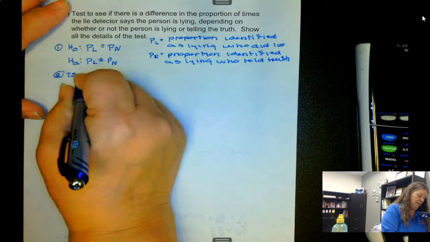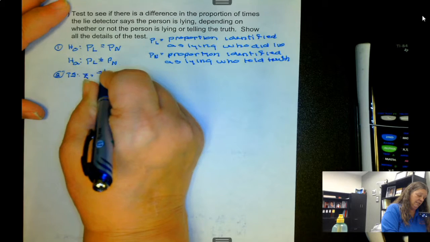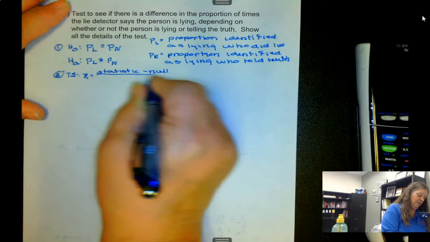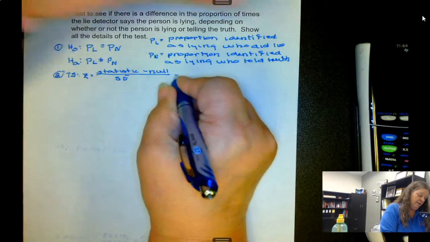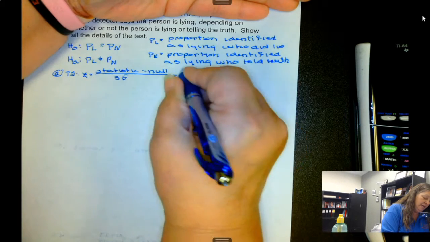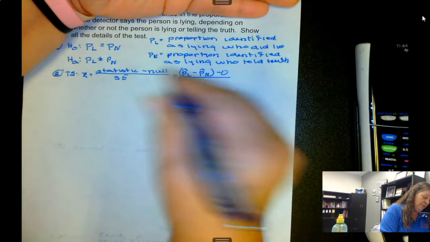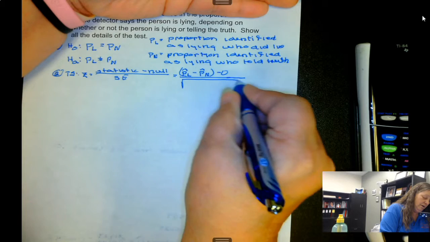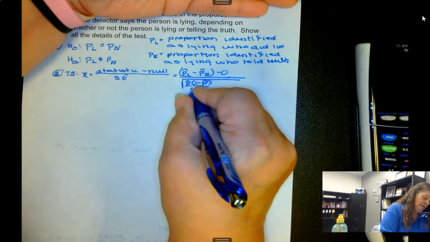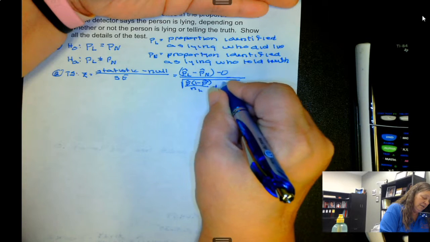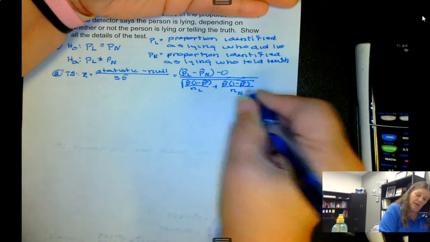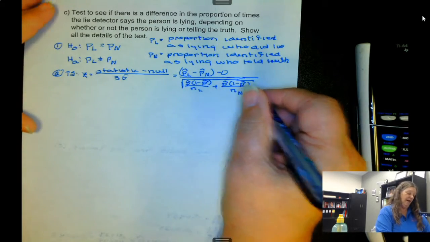So the test statistic Z is the statistic minus the null over the standard error, which is P hat sub L minus P hat sub N minus 0, because we want them to be equal, so the difference is 0, over the square root of P hat times 1 minus P hat over the number lying plus P hat times 1 minus P hat over the number not lying. Remember, for this, we have to use the pooled proportion.